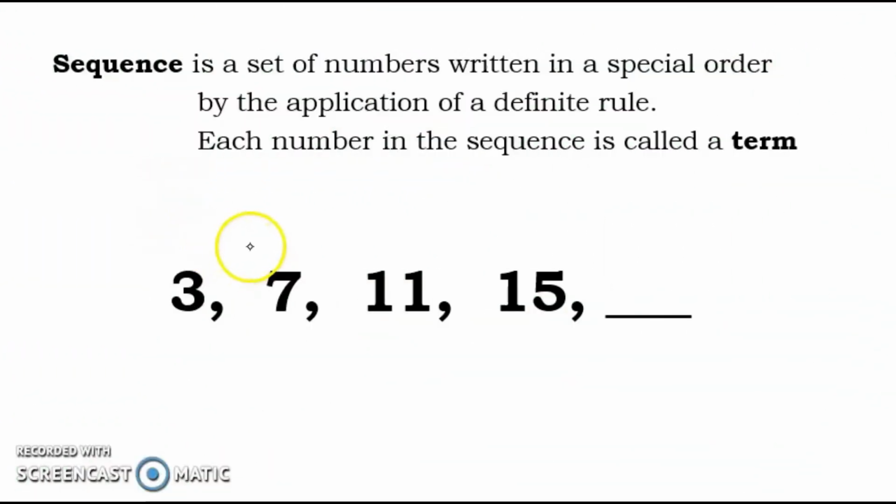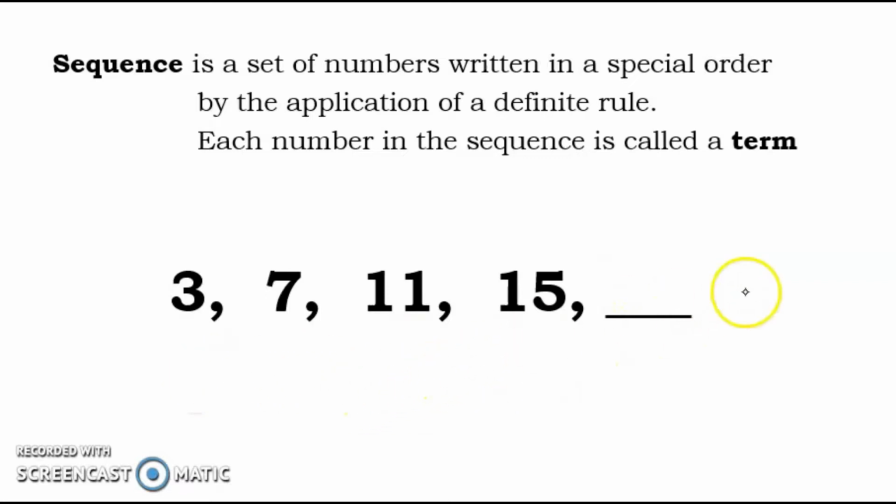Okay, so what is a sequence? A sequence is a set of numbers written in a special order by the application of a definite rule. Each number in the sequence is called a term. So this is an example of a sequence: 3, 7, 11, 15, and blank.